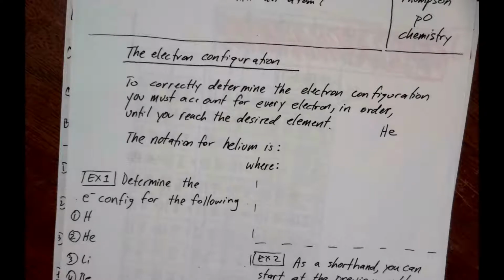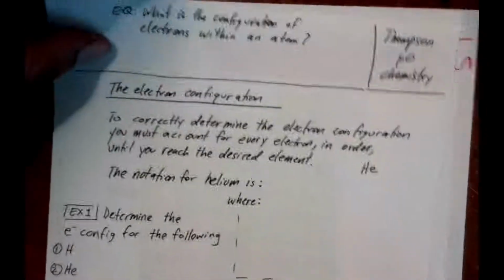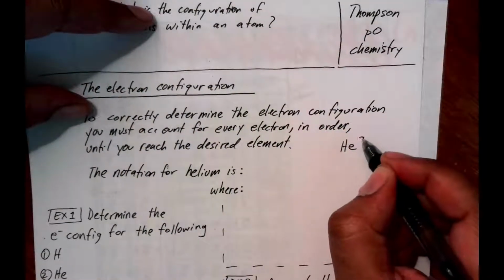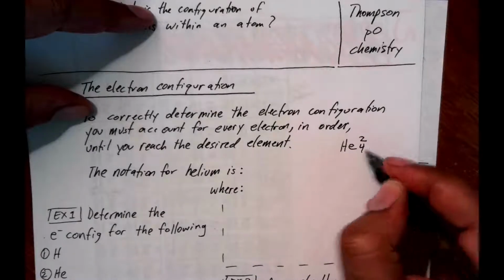So for helium, the number that's on top is what we call the atomic number. It's also the number that's on my periodic table on top as well. When you look at the periodic table, you'll see that helium has an atomic number of 2. The bottom number is the atomic mass, and that number is 4.